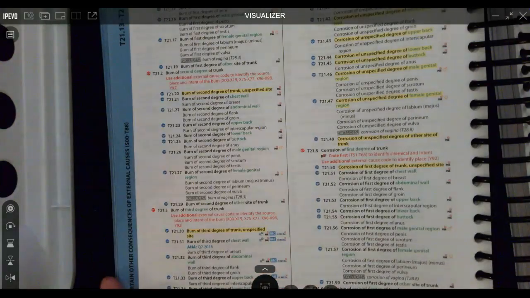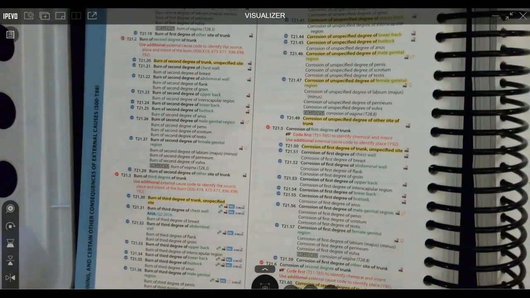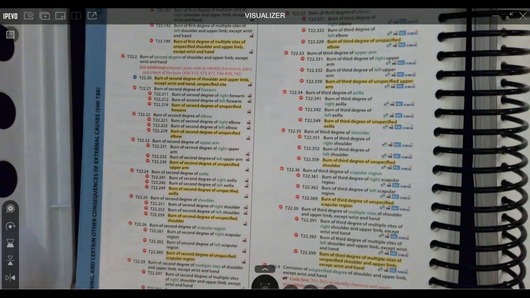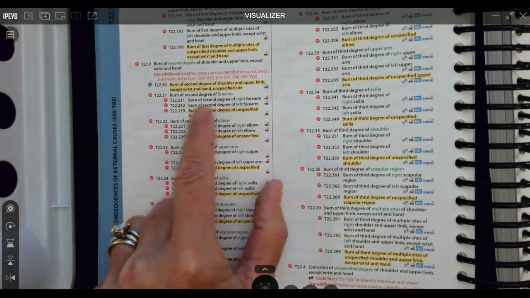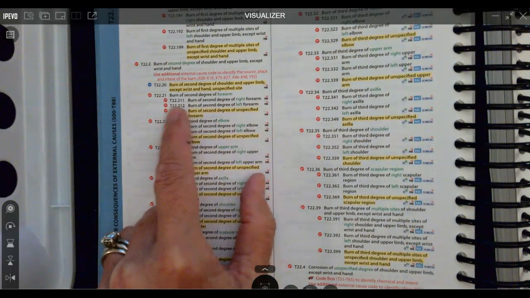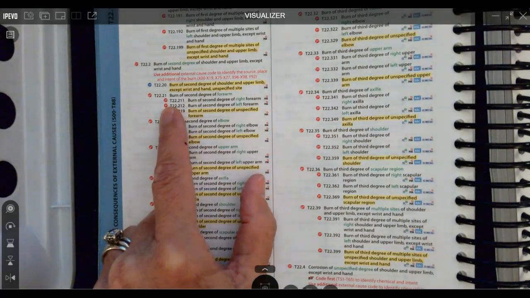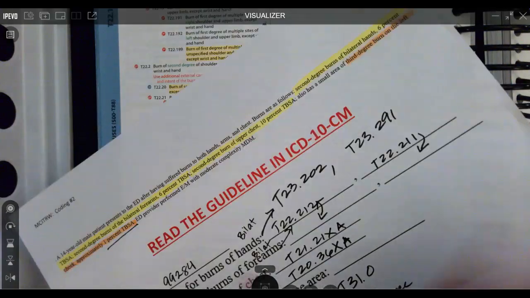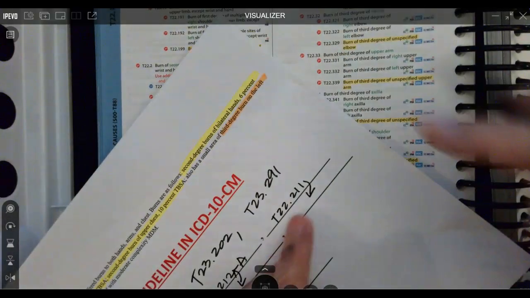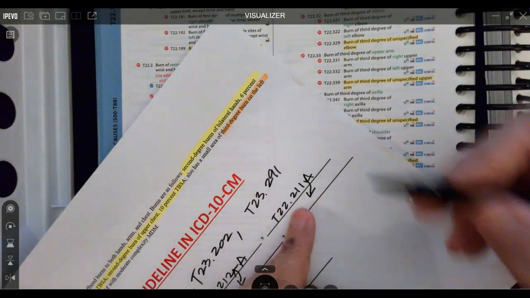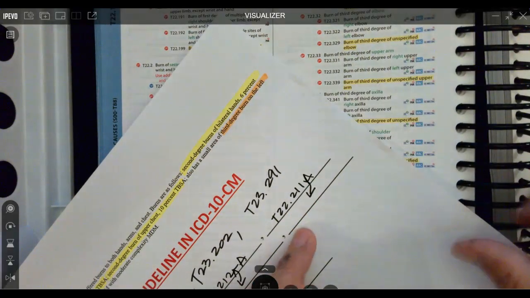Next, we have 22 is the next one, and that would be the forearms. So T22.212. Here we got T22.212, burn 2nd degree of left forearm. 7th character. Well, we have 6 already, so all we need to do is throw an A on there. Right? And since we have 6 on the right, we're going to do that too. A.